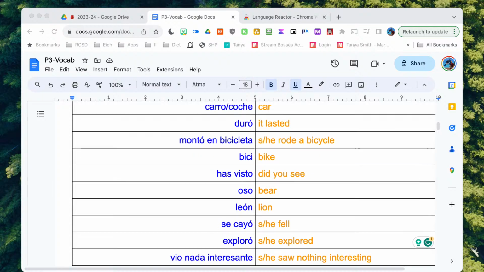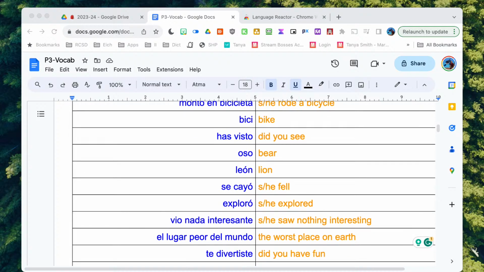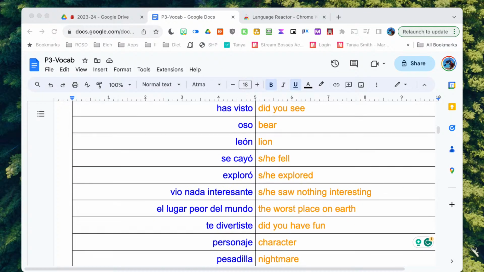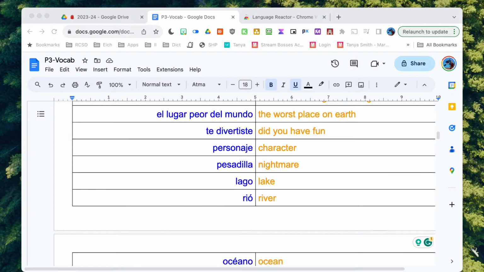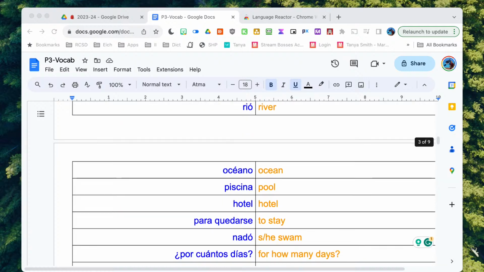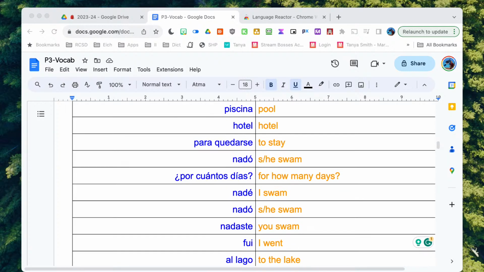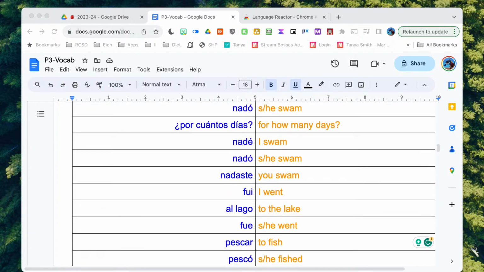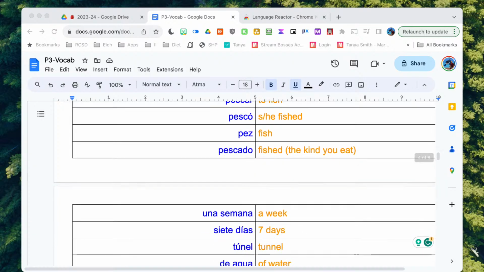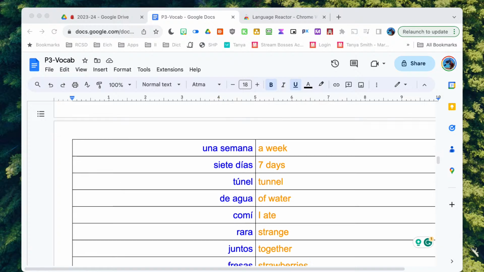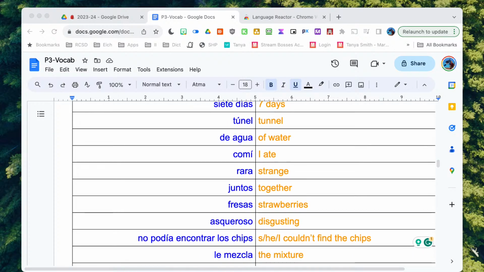We had someone else rode a bicycle. Someone saw a lion. Someone fell. Let's see, what else do we have? We had nightmares in here. We had a pool. How long did they stay? What did they do? Here's one that they fished. And we made a funny story about this one.